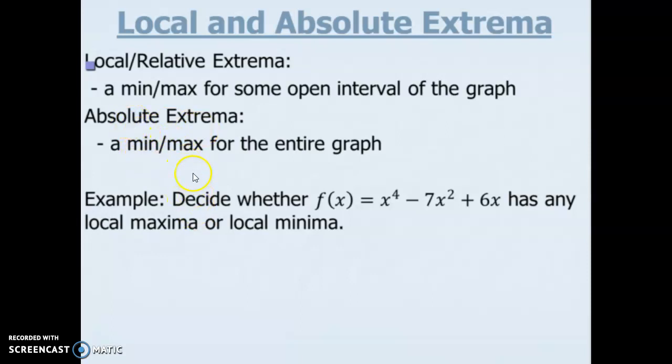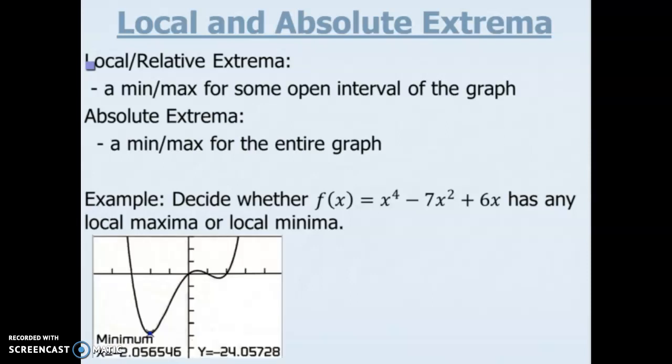So relative means it's the lowest I go in that section and I turn back up, or maybe the highest and I turn back down. But at some point later in my graph, I might go higher or lower than that. So for example, we want to determine whether this graph, x to the 4th minus 7x squared plus 6x, has any local maxima or local minima, or any local extrema, one might say. So graph that on your calculator. Pause if you need to, because you're going to have to use your calculator for this one.